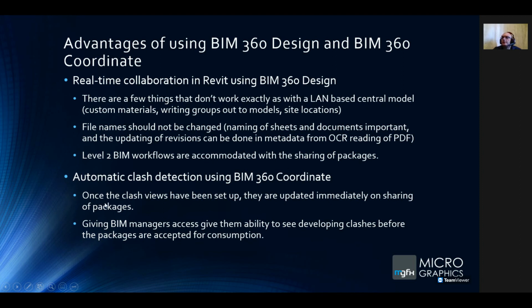And then automatic clash detection with BIM 360 Coordinate. Once the clash views have been set up, they're updated immediately on sharing of packages. Works very much like the old Glue within BIM 360. You can still access Glue. By the way, we've got one client who does passenger ships and high-end super yachts, and they actually use Glue on a distributed team all around the world to do their clash detection and their BIM for ships, right? Because the ship is really just a building. And then it gives BIM managers the ability to see developing clashes before we've already discussed that. So it's just nice to see what's on the horizon, so that we can see how we're going to clash.